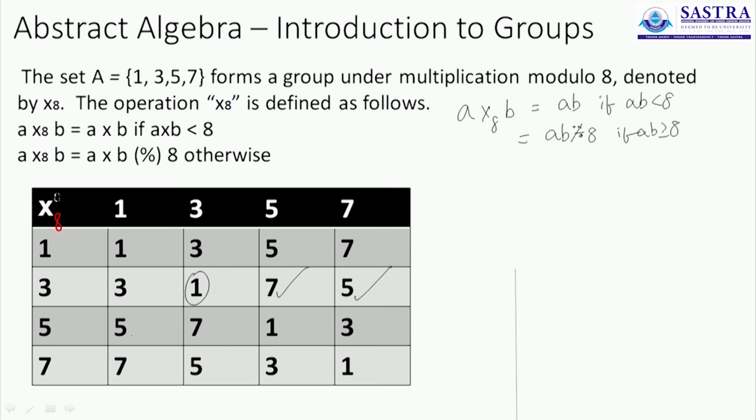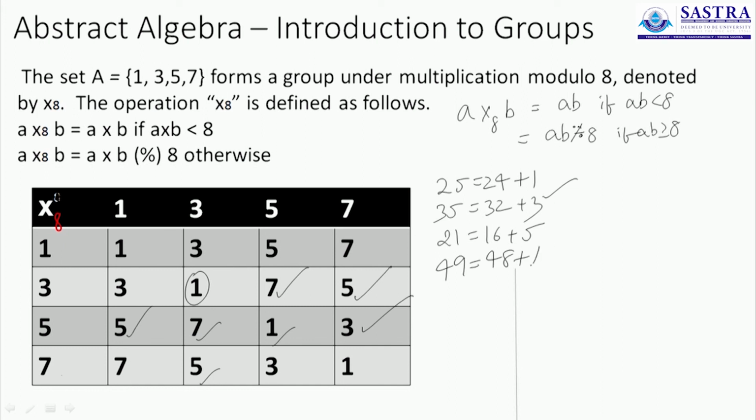So 5 and 1 is 5 again, 5 and 3 is 15 which gives us 7, 5 and 5 is 25, but 25 is 24 plus 1, so the remainder is 1. 5 and 7 is 35, but 35 is 32 plus 3, so the remainder is 3. Similarly 7 and 3 is 21, 21 is 16 plus 5, so the answer is 5. 7 and 5 is 35, which gives 3, 7 and 7 is 49, 49 is 48 plus 1.